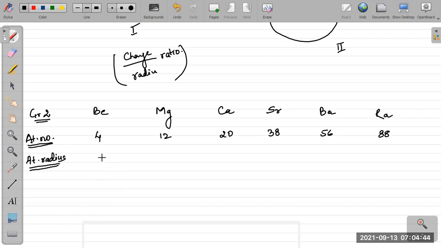Atomic radius: 112 picometer, 160 picometer, 197 picometer, 215, barium it's 220 pm, and radium approximately 227 picometer.